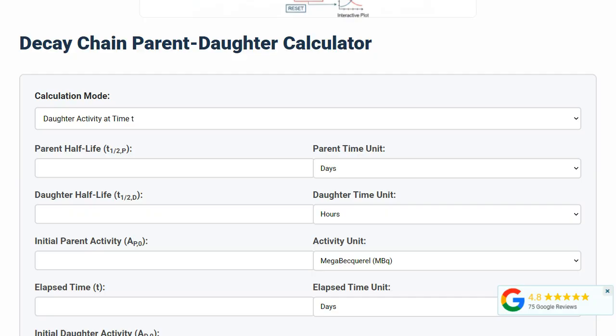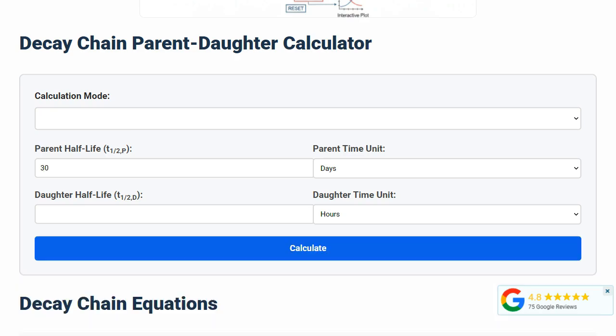To use this calculator, start by entering the parent nuclide half-life and selecting your time units, such as years or days. Then enter the daughter nuclide half-life with its appropriate time units. You can also input the initial parent activity if you want specific activity values rather than ratios.